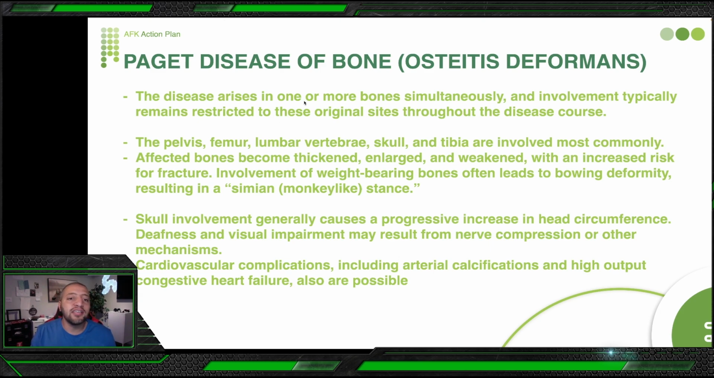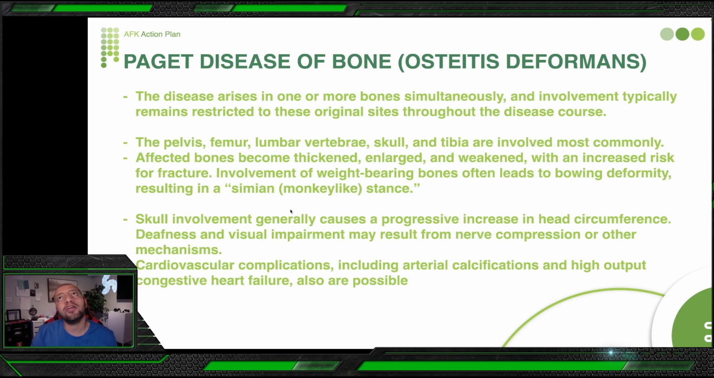The disease arises in one or more bones simultaneously, and involvement typically remains restricted to these original sites throughout the disease course. So in some patients it might happen in the pelvis, in some patients in the oral cavity, in the skull, in the maxilla. The pelvis, femur, lumbar vertebra, skull, and tibia are involved most commonly. Affected bones become thickened, enlarged, and weakened with an increased risk for fracture.